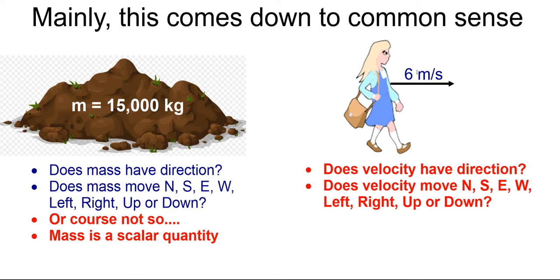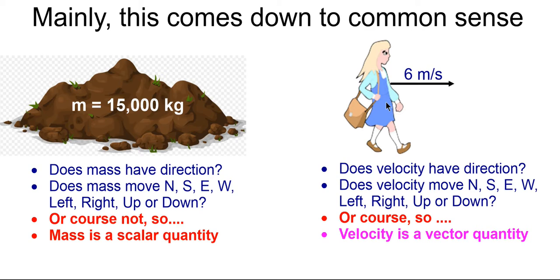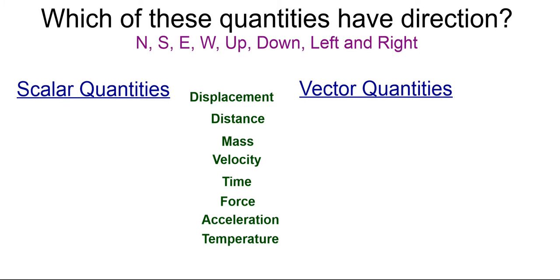But just as obviously and common sense wise over here, we have a girl walking at velocity, 6 meters per second. You ask the question, looking at that picture, does velocity have direction? Does it go north, south, east, west, left, right, up, or down? Of course it does. In this case, this girl is walking to the right, isn't she? She has direction. She could turn around and go left. So, of course, velocity has direction. It's a vector quantity.